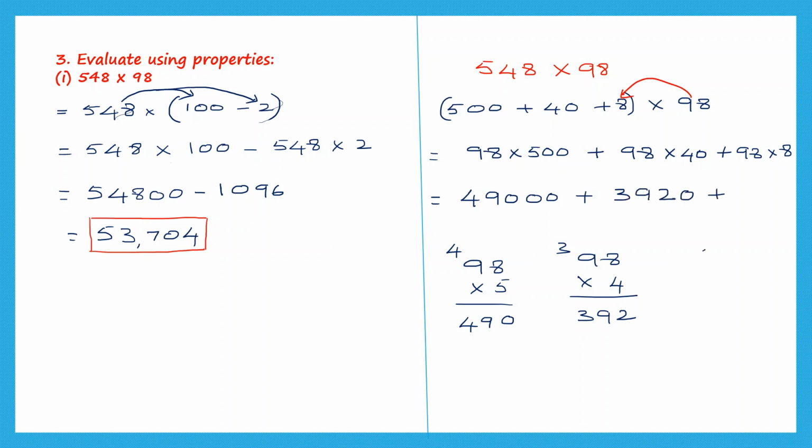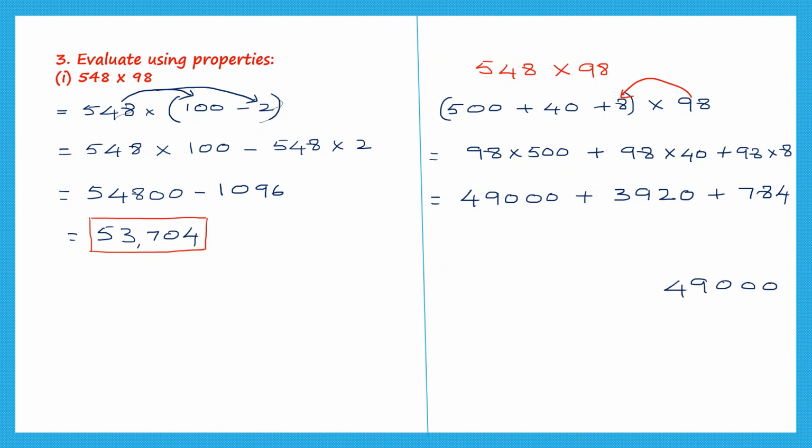Plus 98 into 8. 8 8s are 64, carry 6. 8 9s are 72, plus 6 is 78. 784. So now we have 49,000 plus 3,920 plus 784. So let's add up all these. So 49,000, then we have 3,920 and 784. Now we need to add up all these.